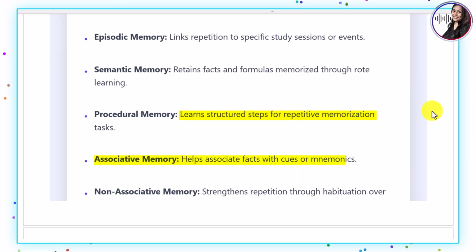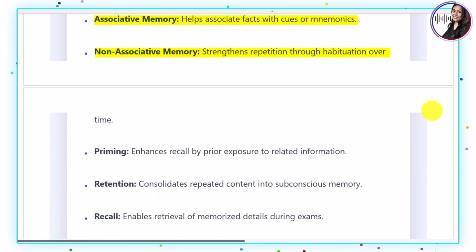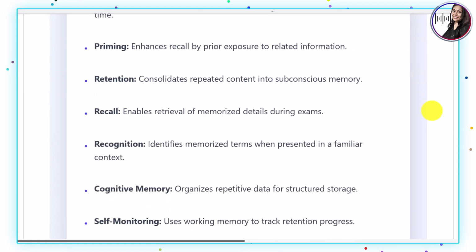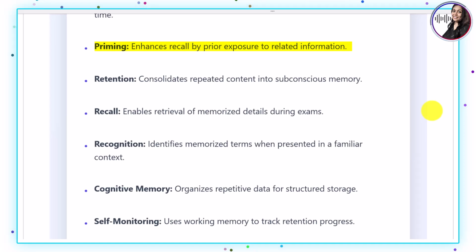Associative memory allows learners to connect facts with cues, patterns, or mnemonics, making recall easier. Non-associative memory strengthens learning through habituation, where repeated exposure increases familiarity over time. Priming plays a role as well, since prior exposure to related information enhances recall speed and accuracy. Through continuous repetition, retention consolidates information into subconscious memory, while recall enables learners to retrieve memorized details during exams.